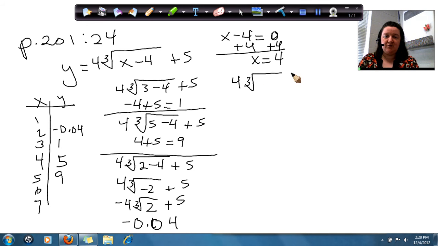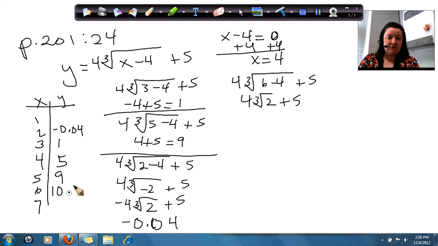So now let's plug in when we have a 6. 4 third root of 6 minus 4 plus 5. That's going to give me a 2, so 4 third root of 2 plus 5. So if I find the third root of 2, it's going to give me 1.25 multiplied by 4 and add 5. It's going to give me 10.04. So write that over there, 10.04.